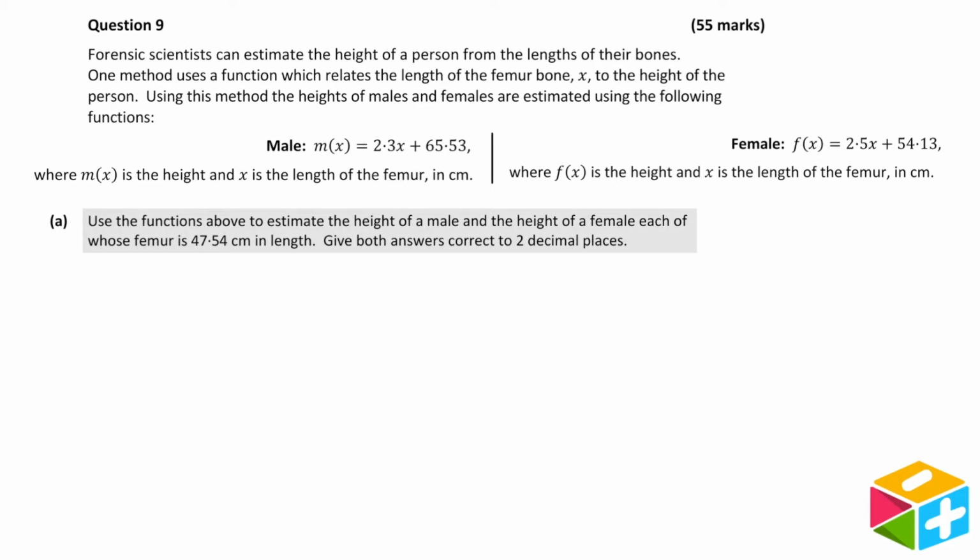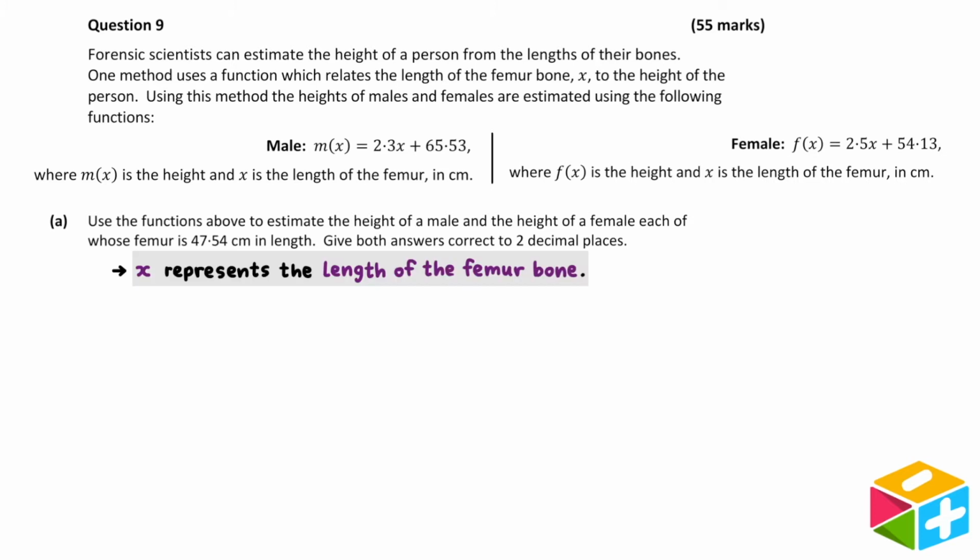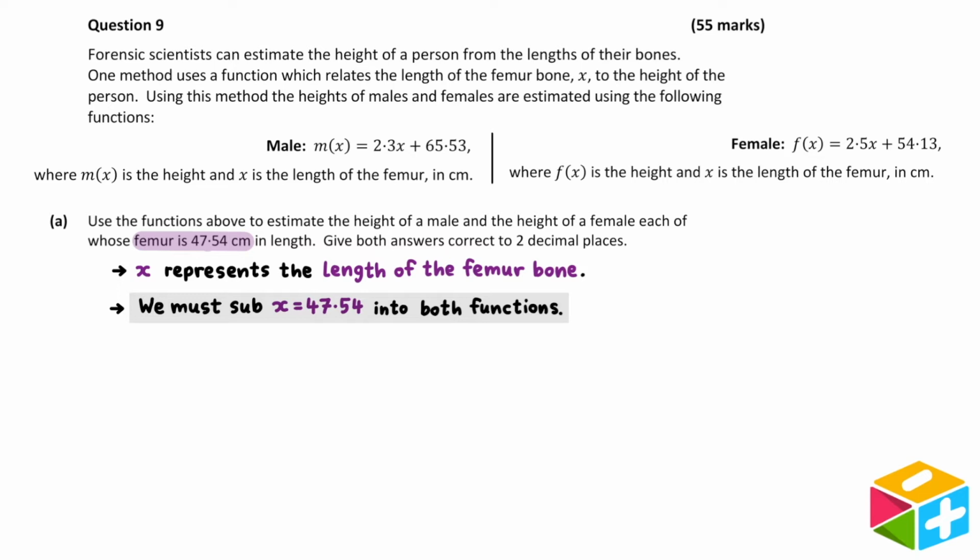In part A, we're asked to use the functions above to estimate the height of a male and the height of a female, each of whose femur is 47.54 centimetres in length. We must give both answers correct to 2 decimal places. Well, in both our functions, x represents the length of the femur bone. We are told that this is 47.54 centimetres. So we must sub in x is equal to 47.54 into both functions.